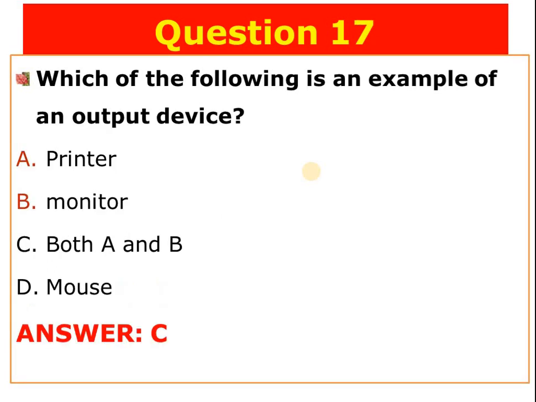Question number 17. Which of the following is an example of an output device? A. printer, B. monitor, C. both A and B, D. mouse. The answer is choice C. Printer and monitor are output devices.